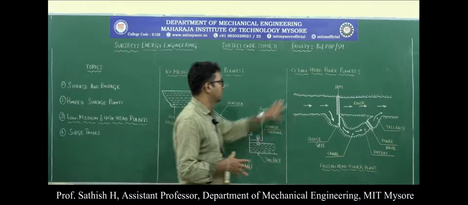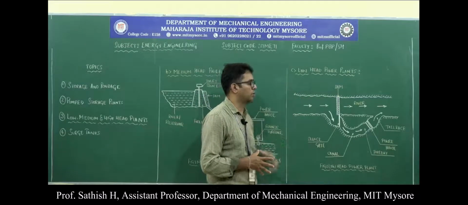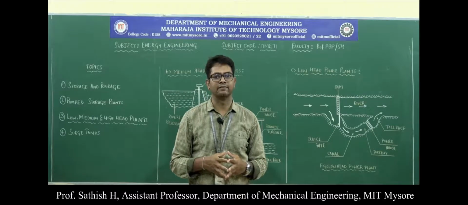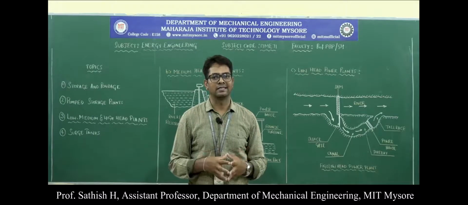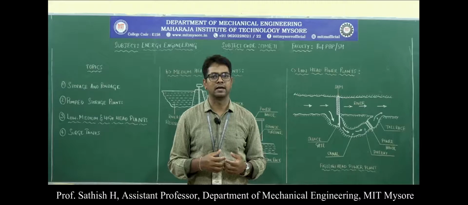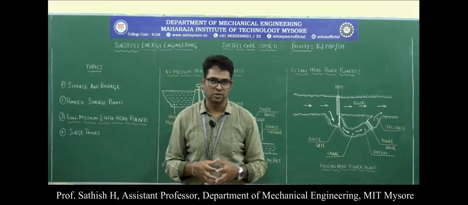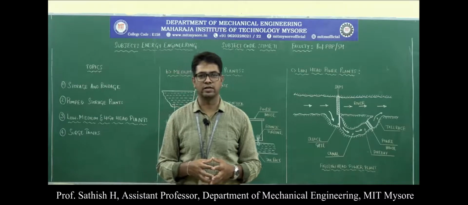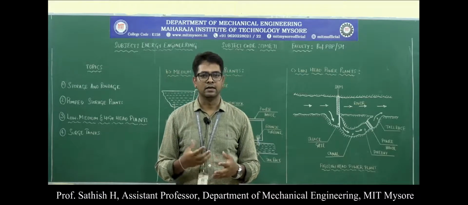The last one is low head power plants. When the head available is less than 30 meters, we call that hydroelectric power plant a low head power plant. In this case the Kaplan turbine is used in order to generate the electricity from the water.